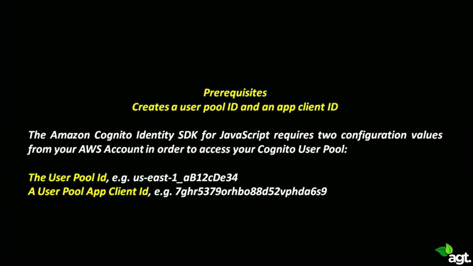So what about the prerequisites we need? Number one is to create a user pool ID and an application client ID. The Amazon Cognito Identity SDK for JavaScript requires two configuration values from your AWS account in order to access your Cognito user pool.